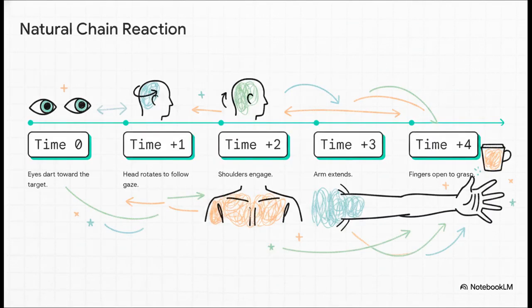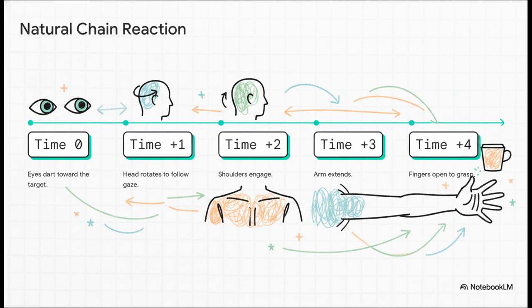And this brilliantly illustrates exactly what I mean. Think about a completely natural everyday action, something as simple as reaching for a cup of coffee on your desk. You don't just lunge your entire torso, arm, and head forward at the exact same millisecond, right? It's a chain reaction. At time 0, your eyes dart toward the cup. At time +1, your head rotates to follow your gaze. Time +2, your shoulders engage. Time +3, the arm extends. And finally, at time +4, the fingers open to grasp.